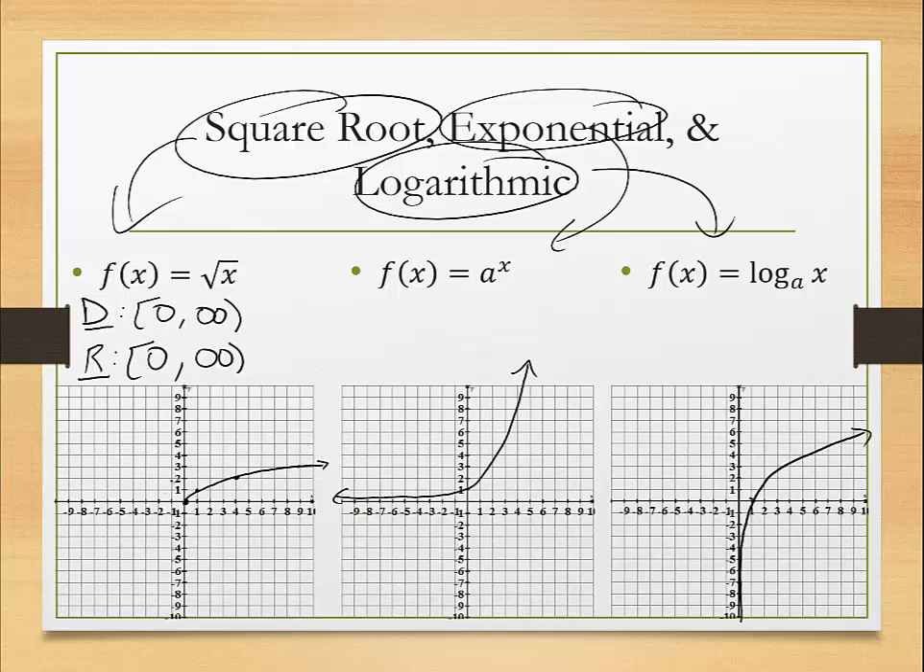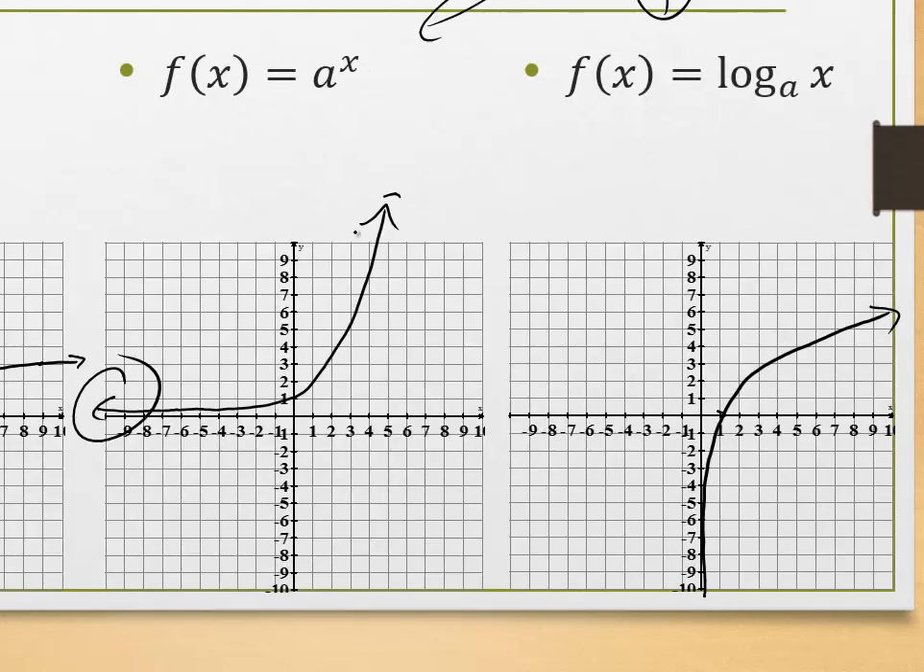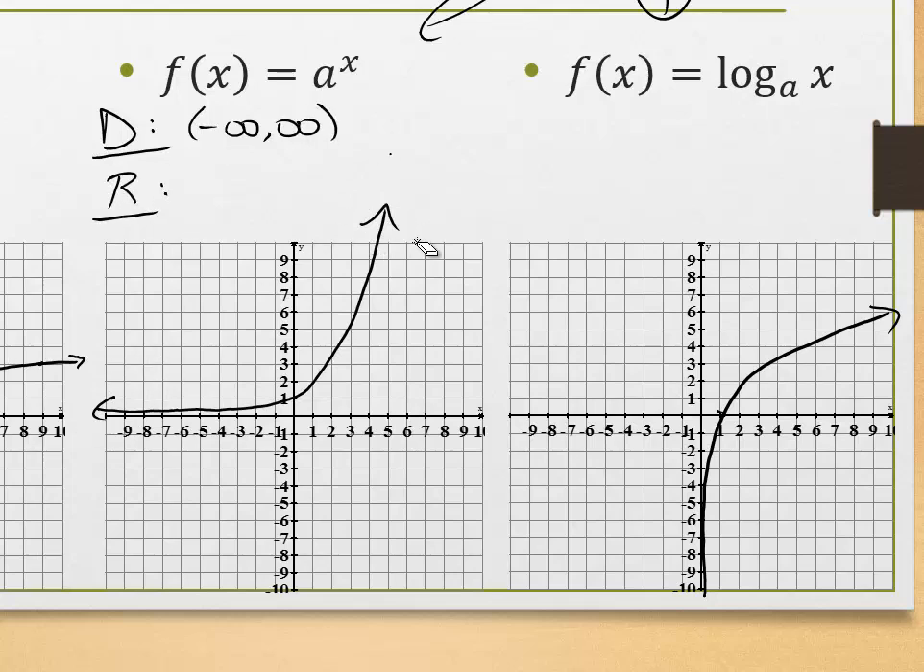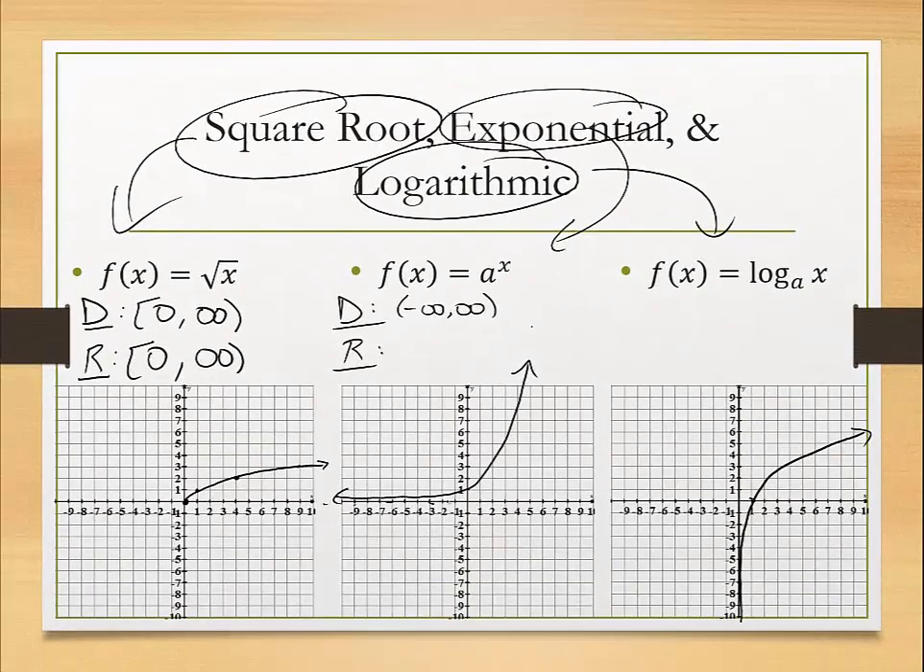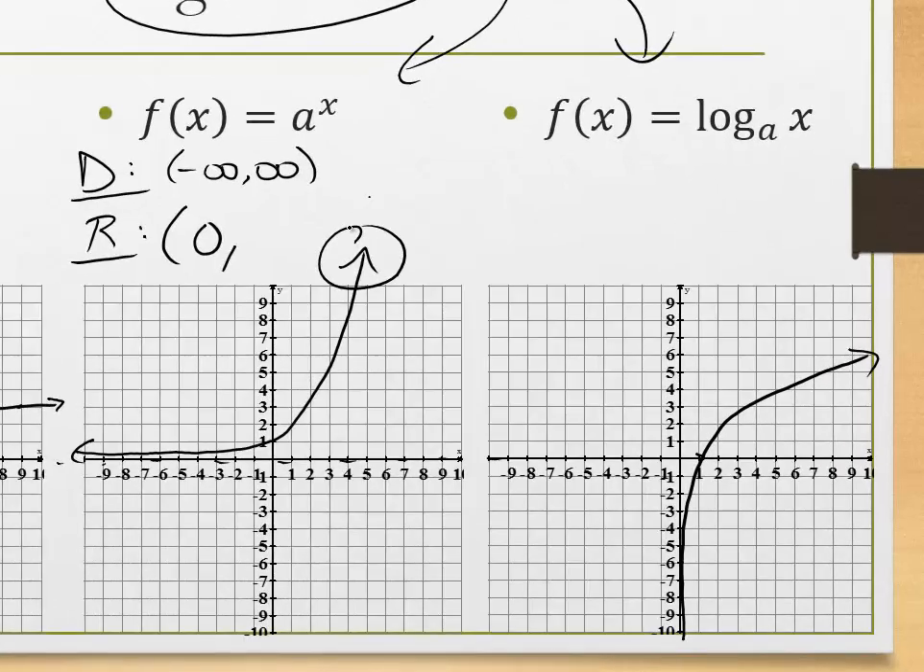And then the domain for exponential, left to right, we have arrow to arrow. So domain will be negative infinity to infinity. For range, we have an asymptote right here at y equals 0, at your x-axis. So it's not going to touch 0, but it will get really, really close to it. So we're going to start at 0, but not include it. So parentheses 0. And then it goes all the way up to the arrow, meaning infinity.